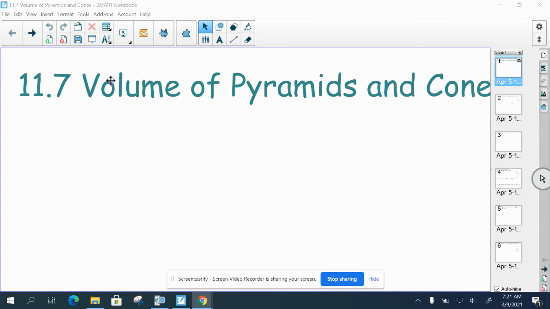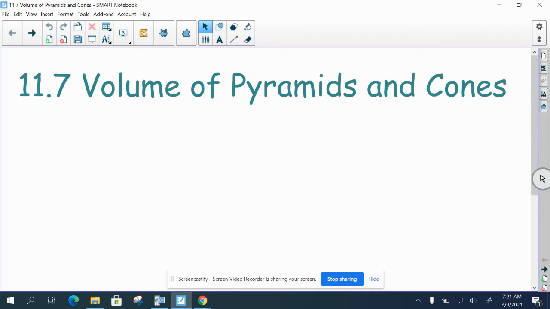Hello everyone, this is lesson 11.7, volume of pyramids and cones. So in the last lesson you learned how to find surface area and volume of pyramids and cylinders, but today you're just going to learn volume because actually finding surface area for a cone is quite difficult. So we're not going to do that in this lesson.